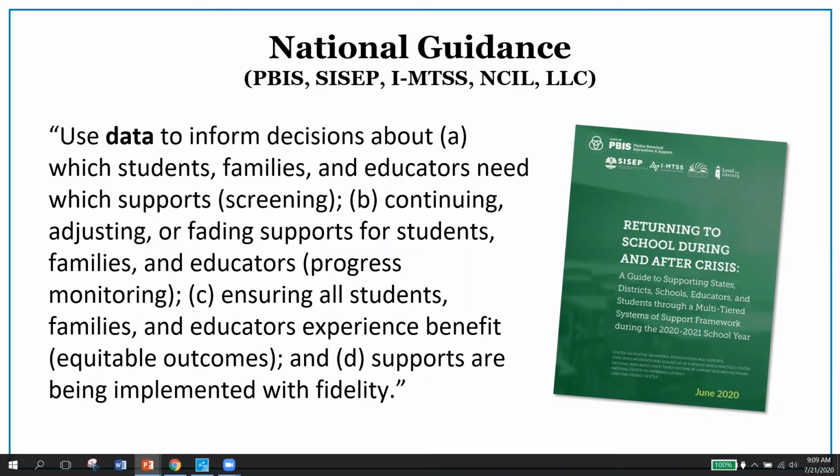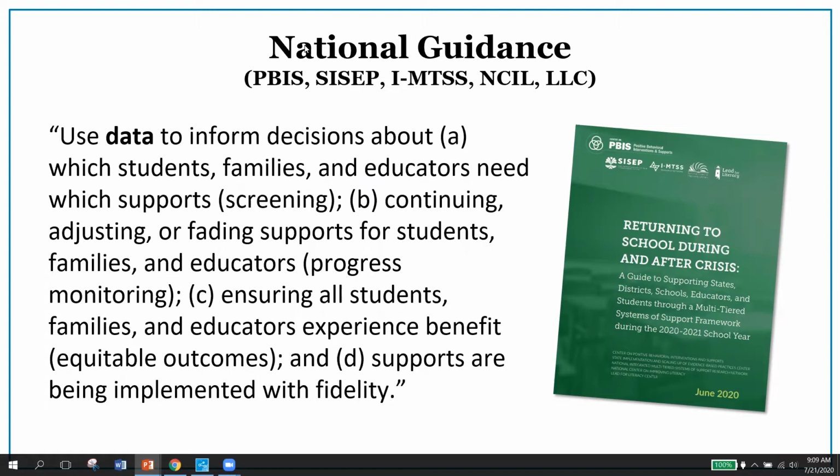This document, which is also in your handouts, is a joint effort of the U.S. Department of Education grant programs. They created guidance for states, districts, and schools to return to school for the 2020-2021 school year. This guide describes the use of a multi-tiered system of support, like Wisconsin's Equitable Multi-Level System of Support, to restart classroom and schools in a manner that all students, families, and educators are supported effectively, efficiently, and relevantly. The use of data is one of the 5 guiding principles of this document.